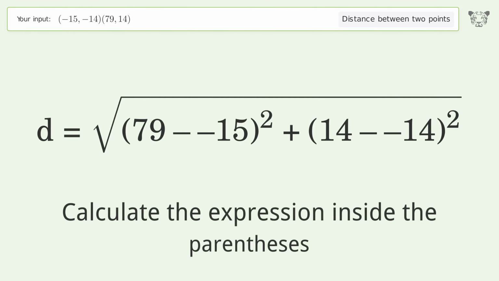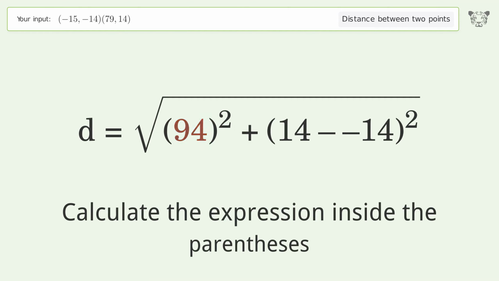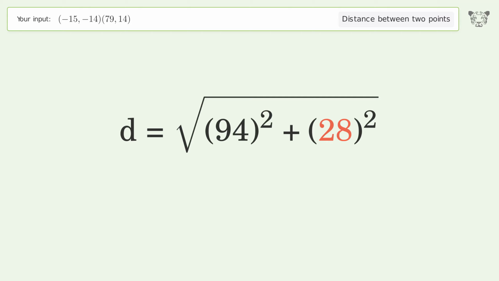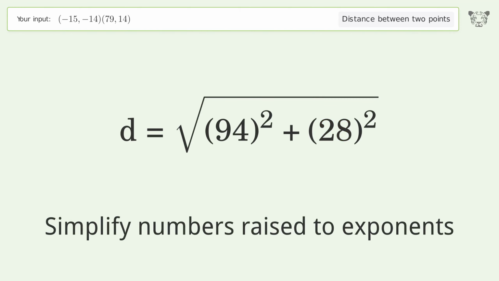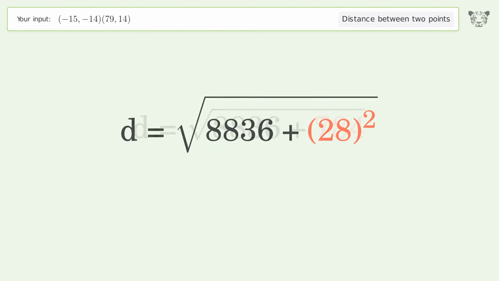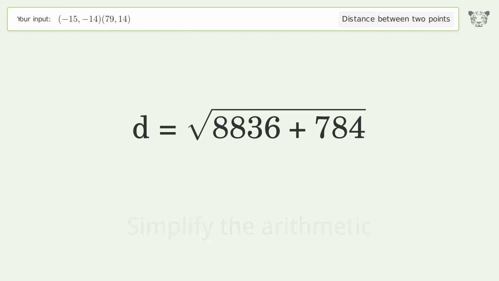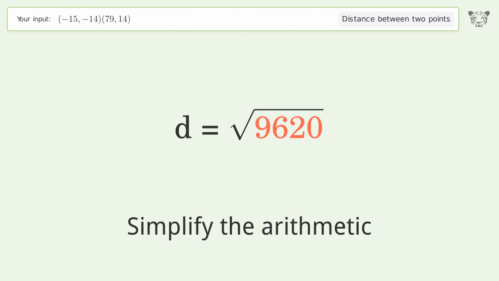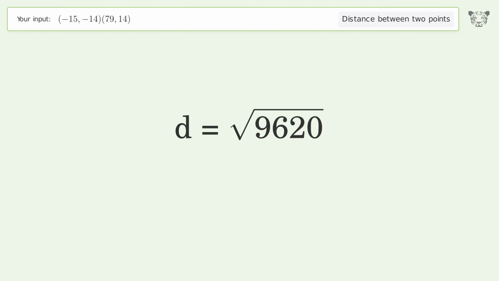Calculate the expression inside the parentheses. Simplify numbers raised to exponents. Simplify the arithmetic. And so the distance between the 2 points is the square root of 9,620, or 98.082.